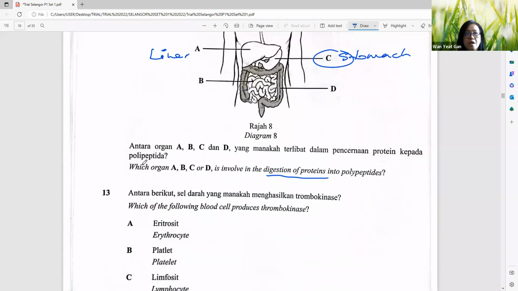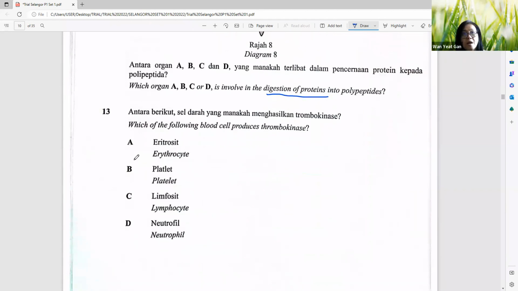Number 13. Which of the following blood cells produces thrombokinase? Okay, thrombokinase is an activator involved in the conversion of prothrombin to thrombin. So that is the product of platelet. Platelet is involved in blood clotting.